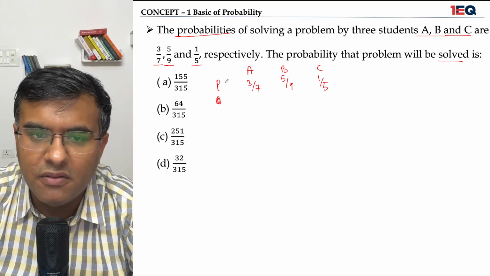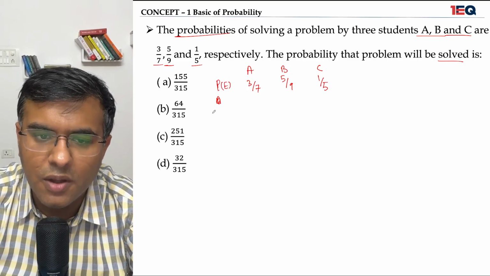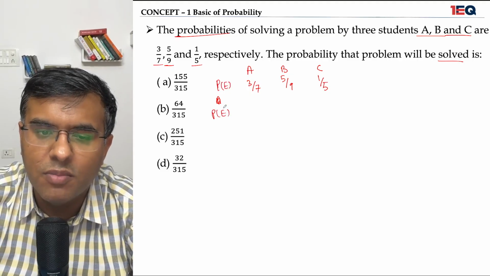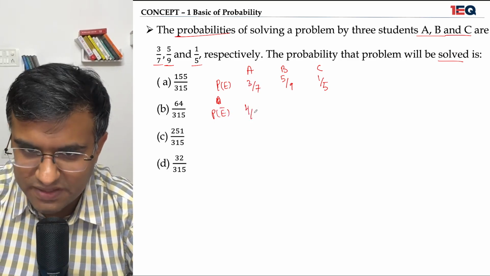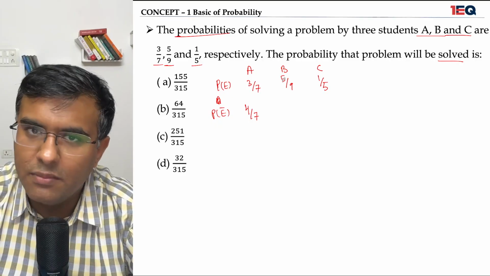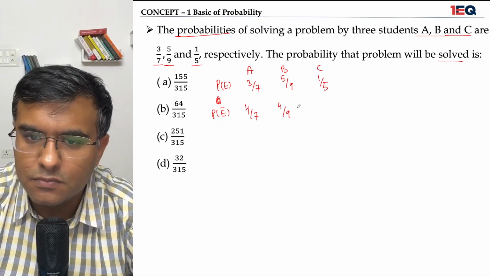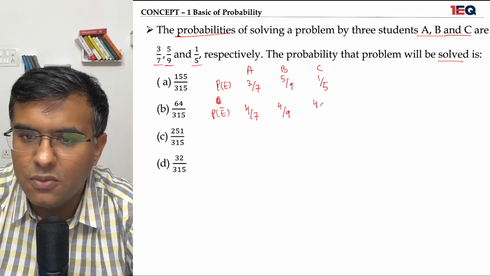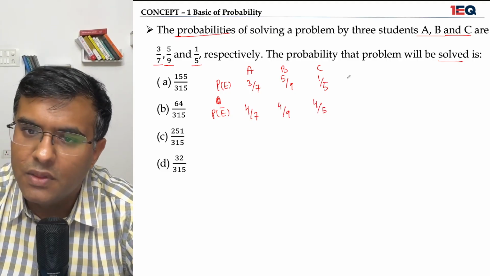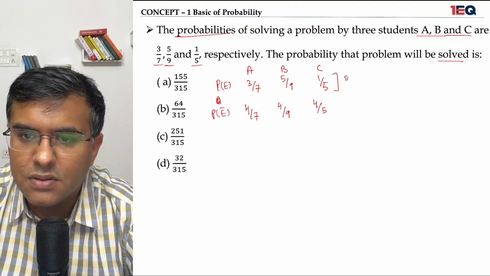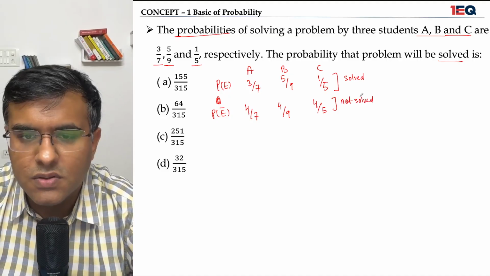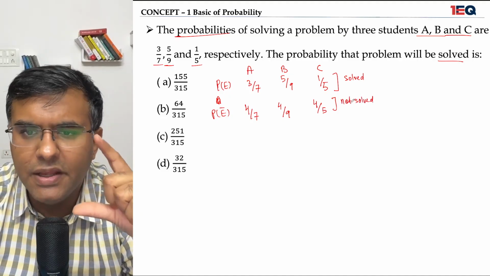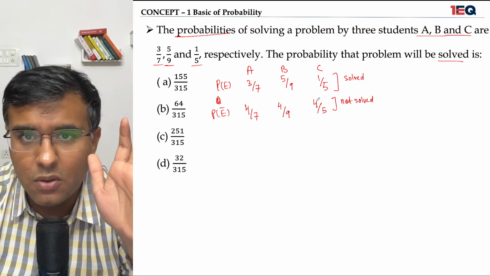Now, the probability of the event not occurring. The probability of the problem not being solved would be 1 minus 3 by 7, which is equal to 4 by 7. 1 minus 5 by 9, which is equal to 4 by 9. And 1 minus 1 by 5, which is equal to 4 by 5. So, the problem being solved is here, and the problem not solved. Separately, the thing is now available with you.